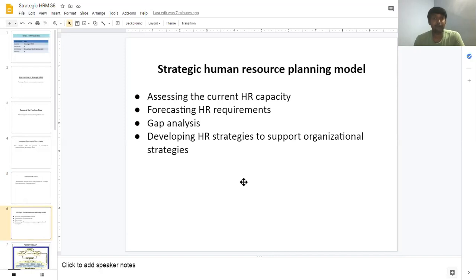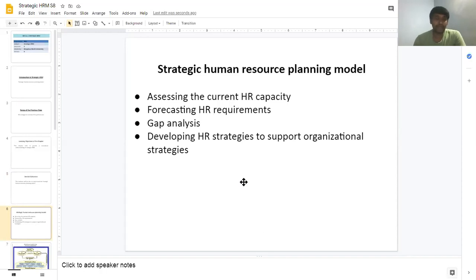The second is forecasting the HR requirements. After assessing the required HR capacity, it is a prime objective of every human resource manager to forecast, or think in advance, what the human resource requirements in an organization are. There are various departments in the HR section, which could be recruitment, selection, training, induction or compensation related tasks. Any kind of task which will be accomplished, every human resource manager should forecast his requirements in a better manner.